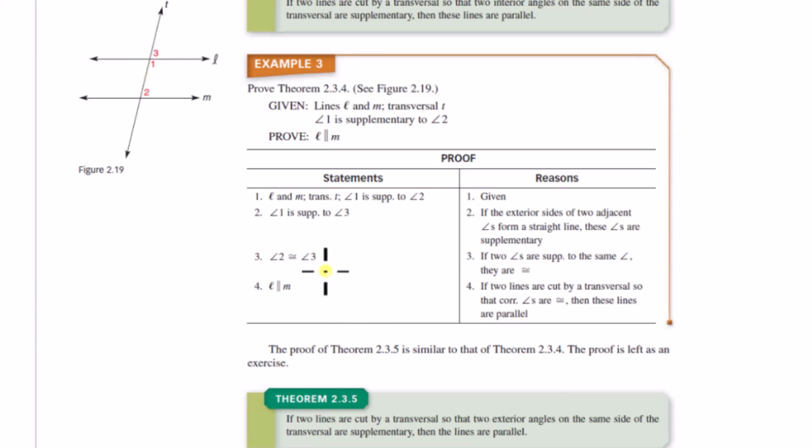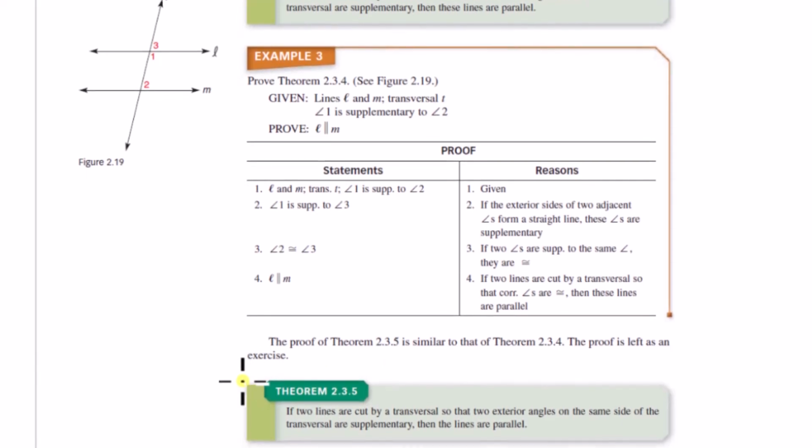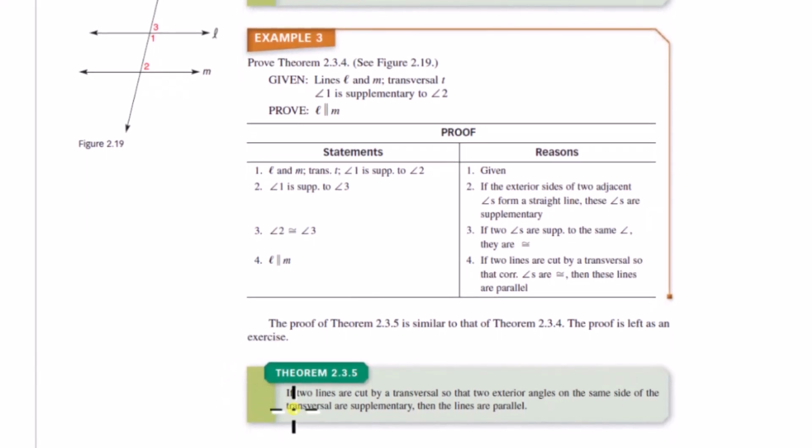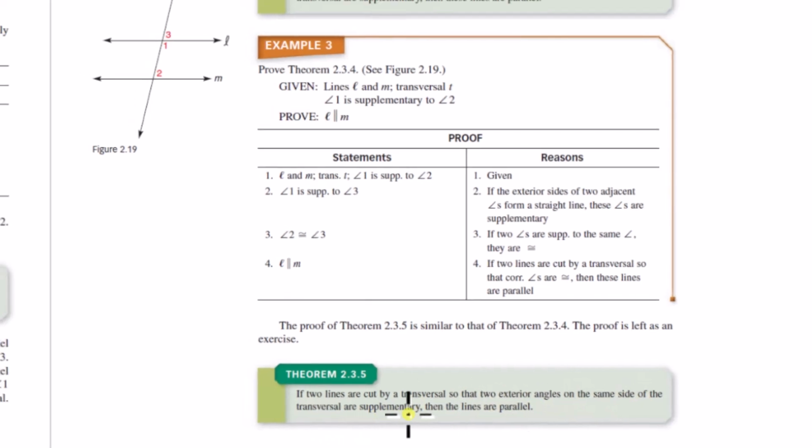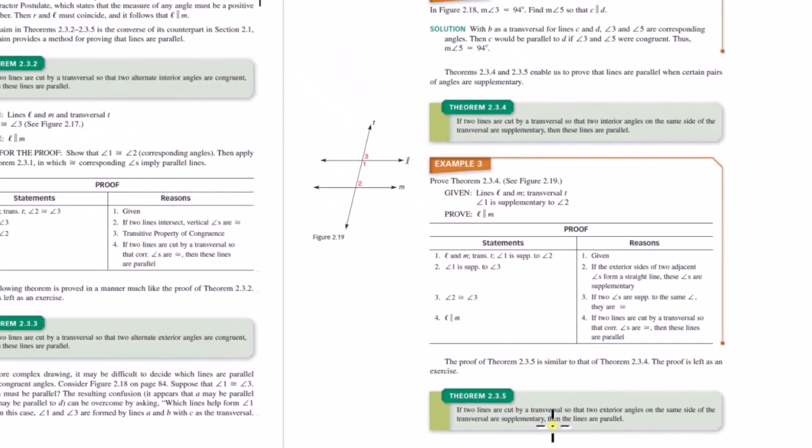Okay? Well, if angle 1 is supplementary to angle 3 and angle 1 is supplementary to angle 2, then angles 3 and 2 are congruent. But angles 3 and 2 are corresponding angles. So since those are congruent, the lines are parallel. And then it's going to be very similar to prove that if two lines are cut by a transversal so that two exterior angles on the same side of the transversal are supplementary, then the lines are parallel. Very similar type of proof.